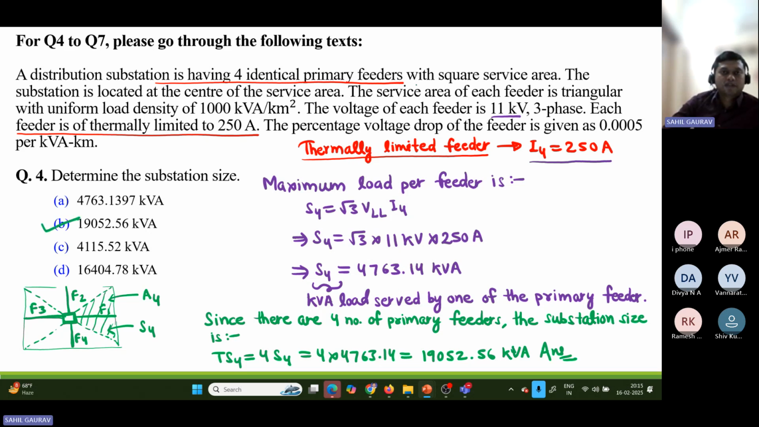In the problem they have given everything: a square service area, which means 4 primary feeders, and the substation is located at the center of the service area, which is triangular per feeder, with a uniform load density of 1000 kVA per square kilometer.